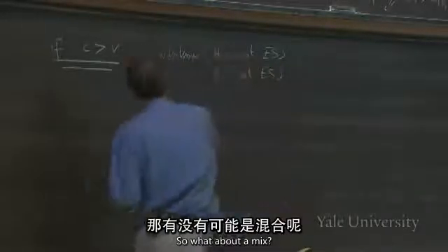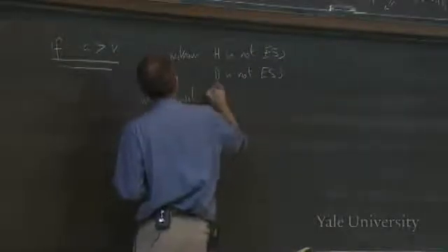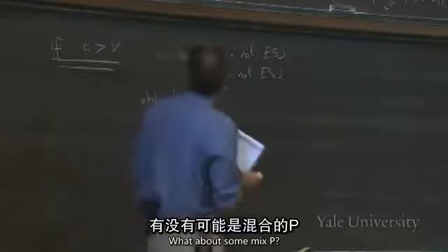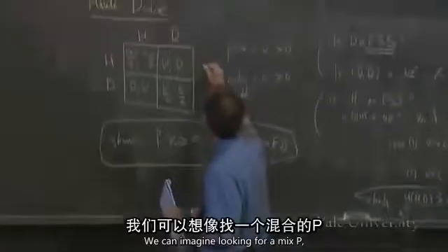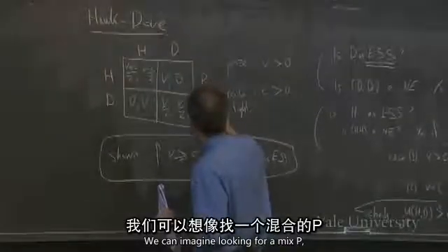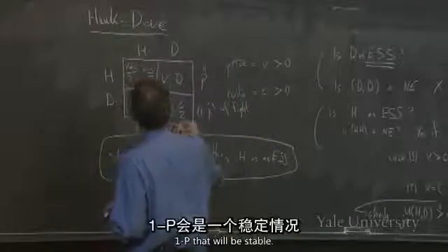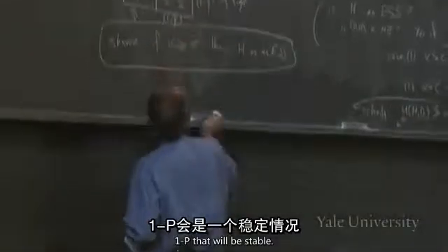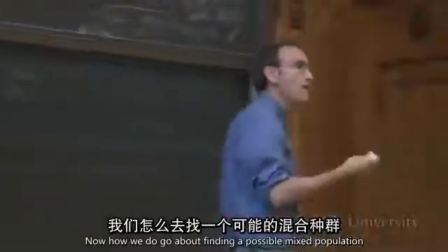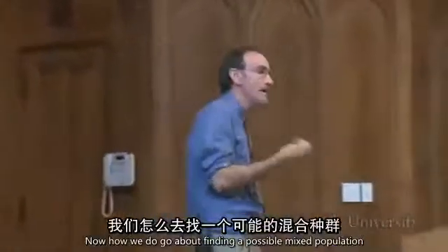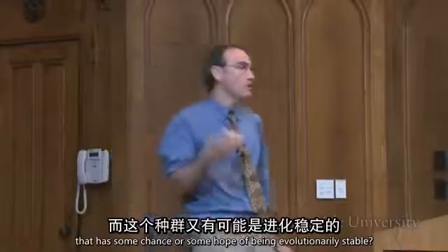So what about a mix? What about some mix p hat? All right, and we could actually put the p hat in here. We can imagine looking for a mix p hat, 1 minus p hat, that will be stable. Now, how do we go about finding a possible mixed population that has some chance, has some hope of being evolutionarily stable?